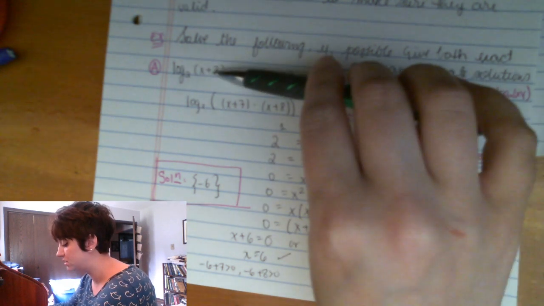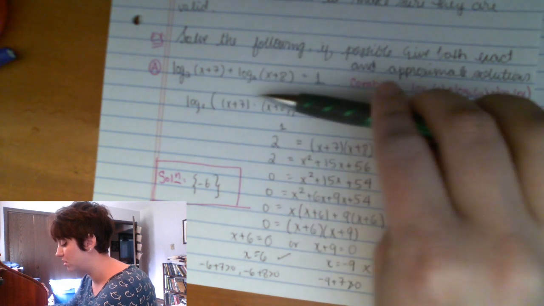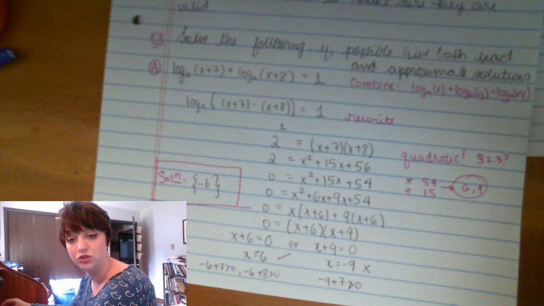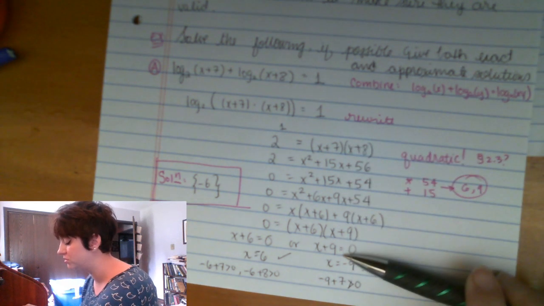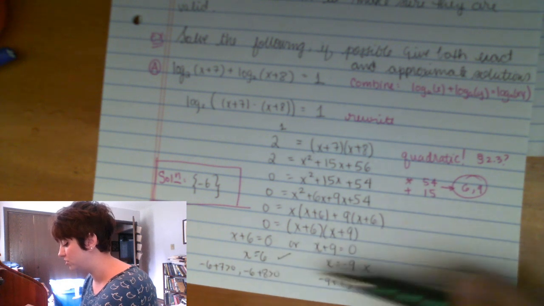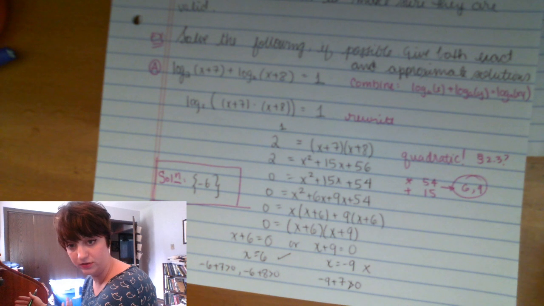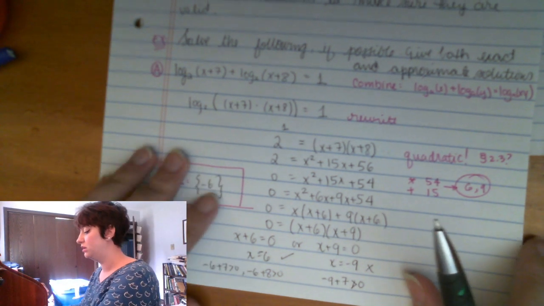So I have a sum of logs. That's a log of a product. Now I can rewrite it as an exponential. Solve what results, which in this case was something quadratic, and then check your solutions to make sure that they're valid. And that's solving when they're adding. Let's look at one other one, solving with addition.